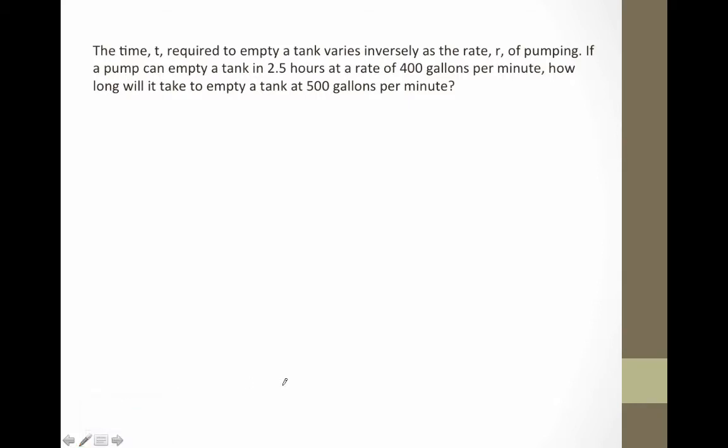Now we have a word problem for inverse. The time t required to empty a tank varies inversely as the rate r of pumping. So t varies inversely as r. If a pump can empty a tank in 2.5 hours, so t equals 2.5, at a rate of 400 gallons per minute, so r equals 400, how long will it take to empty a tank at 500 gallons per minute?